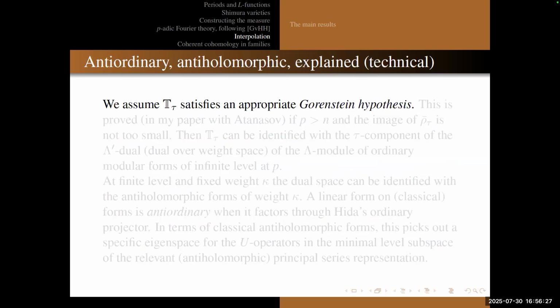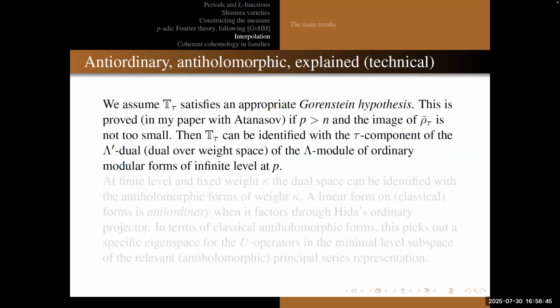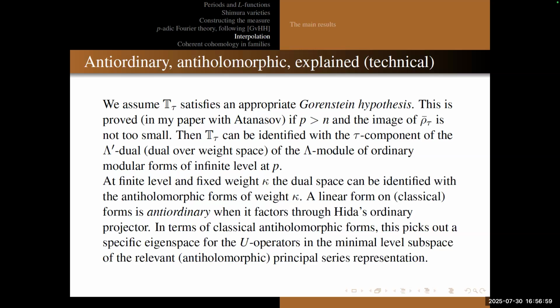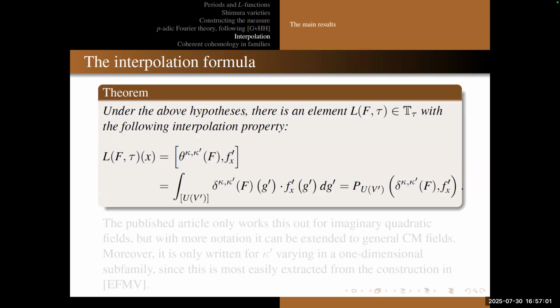Now, if we do this under nice hypotheses, if the Hecke algebra satisfies an appropriate condition, it's not terribly singular. In practice, one can prove that it is very often a local complete intersection by the Taylor-Wiles method, and this is what I proved in a paper with Atanasov. And the image is not too small, then it can be, anyway, what we get in the end is an element of this completed Hecke algebra. So this is the final formula.